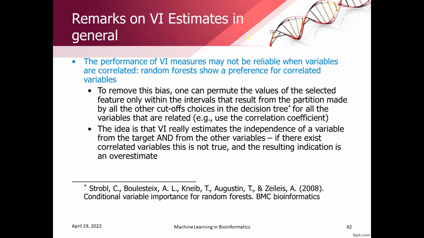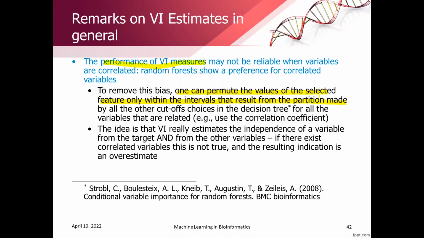So such variable importance measures may not be reliable, and what can we do against that? We can permute the values of the selected feature only within the intervals that result from the partitions made by all the cutoff choices in the decision tree. It's a little complicated sentence, but the information is the following. There will be an example later on the slide.